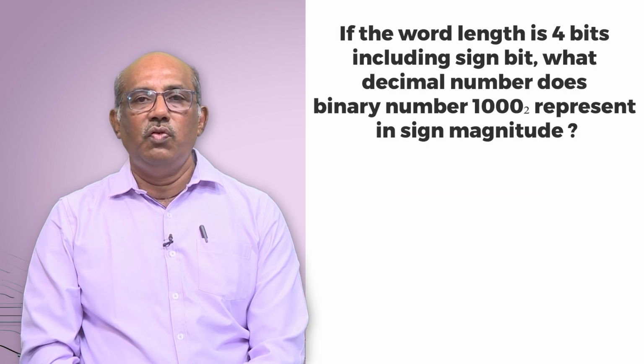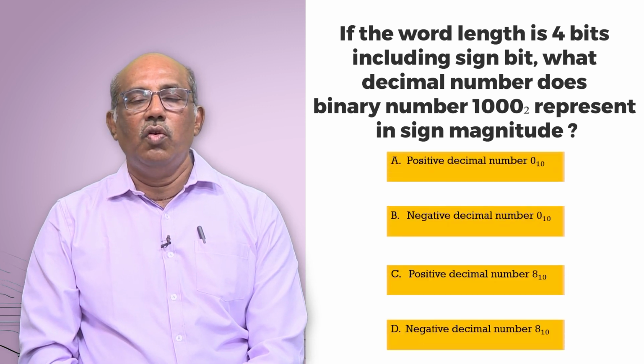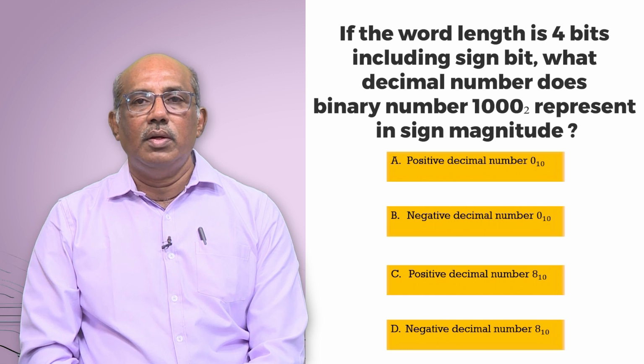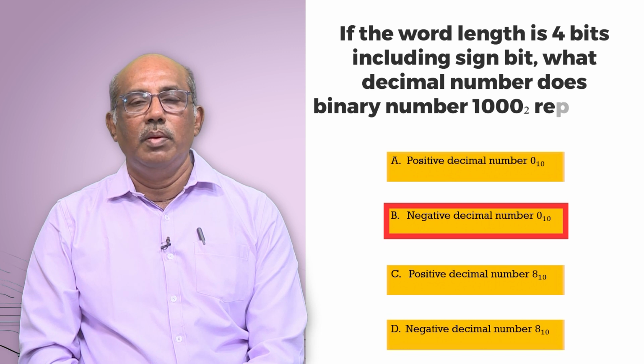If the word length is 4 bits including sign bit, what decimal number does binary number 1000 represent in sign magnitude form? We know that in signed magnitude representation, the most significant bit indicates the sign, so it is minus 0. Therefore, the correct option is B.